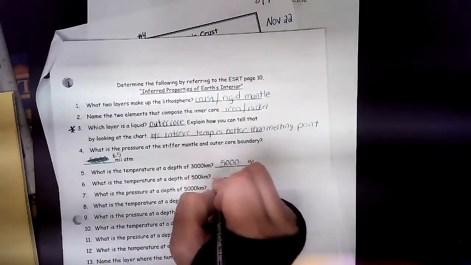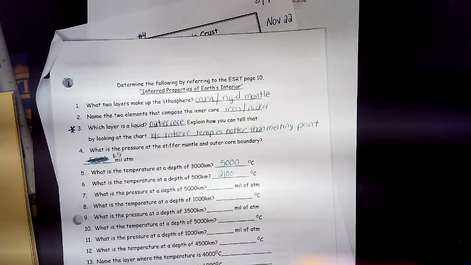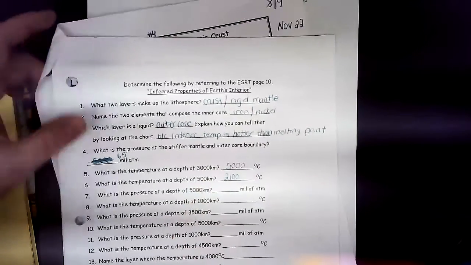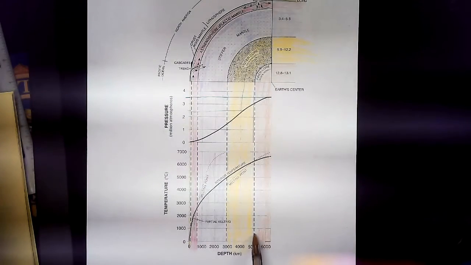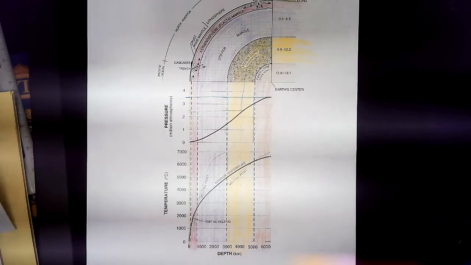So you go to 500, read up and over. Somewhere around 2,000. I had 2,100. I heard a bunch of you say like 2,200 or 2,000. All of those are good. But if you said something much higher, like 6,000 something, you went over to 5,000 instead of 500. Hayden, you mentioned that.